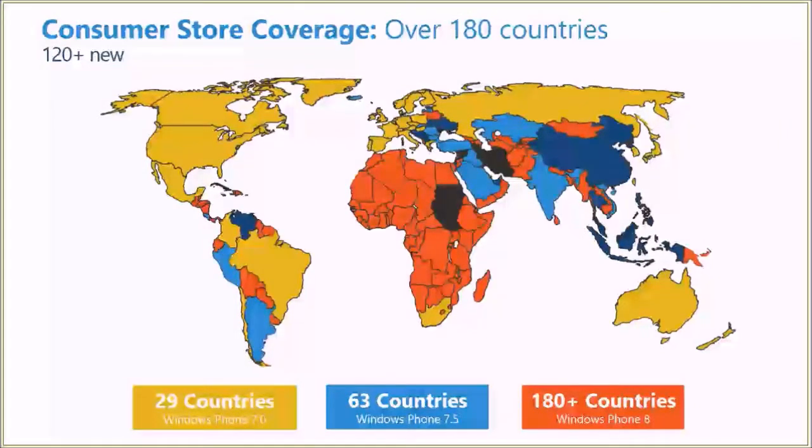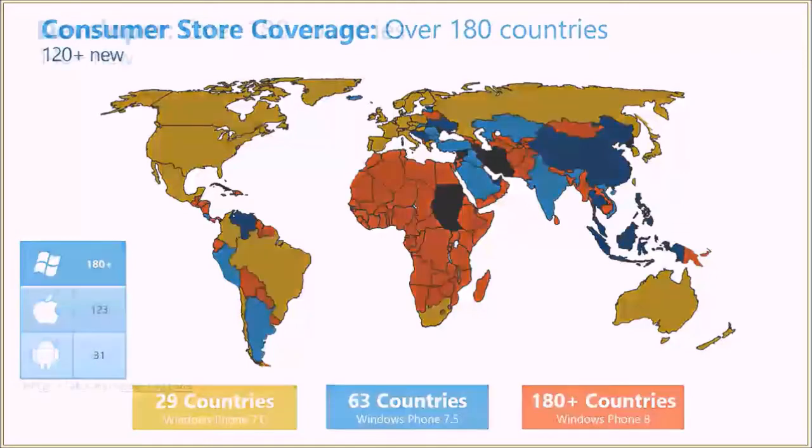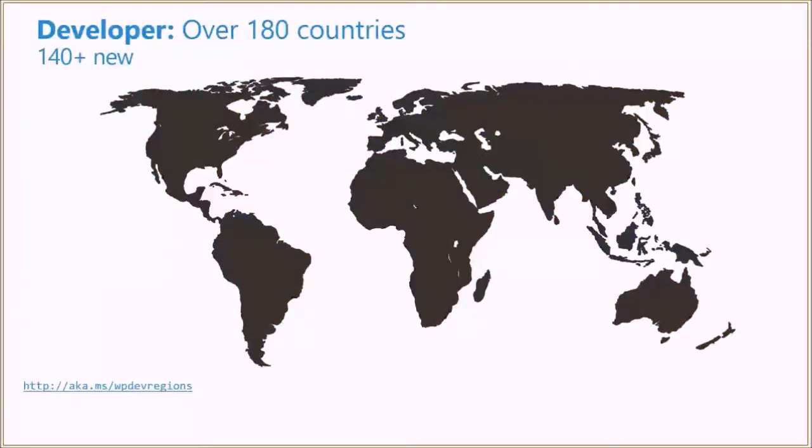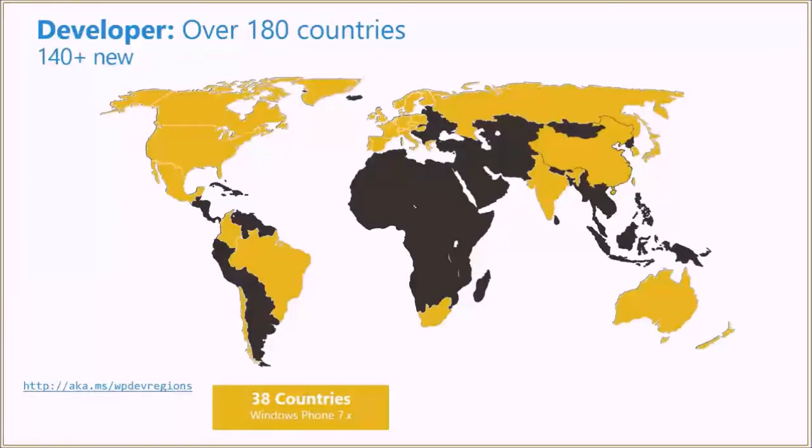Looking at developers, from a developer store perspective, we've also got over 180 countries. We had 38 countries for Windows Phone 7.x, where we were using something called Yalla Apps. If you were a Windows Phone 7 developer, you will most probably be familiar with that. However, with Windows Phone 8.0, we're reaching over 180 countries. So the developer store means that you as a developer can register an account on the store, publish your applications, and make money out of that.